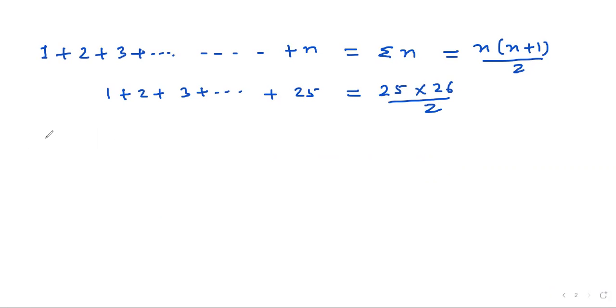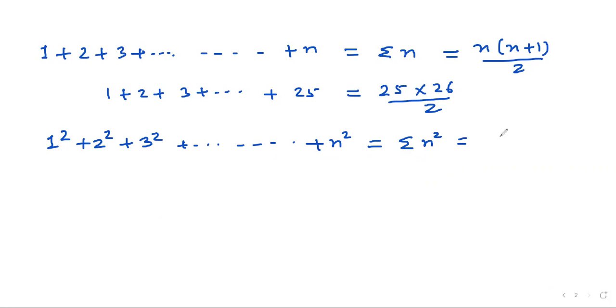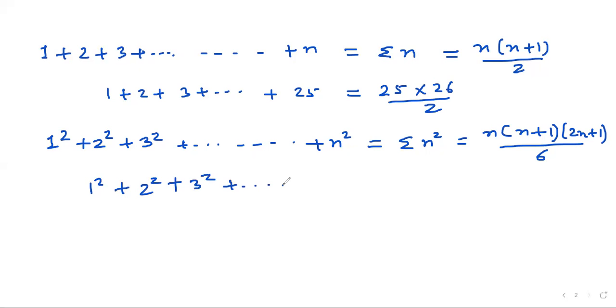Now the sum of squares. Suppose we are given 1 square plus 2 square plus 3 square plus ... n square. Then the sum, which we can also write as sigma n square, will be equal to n into n plus 1 into 2n plus 1 divided by 6. For example, suppose we have 1 square plus 2 square plus ... 10 square. Here n is 10, so 10 into 11 into 21 divided by 6.